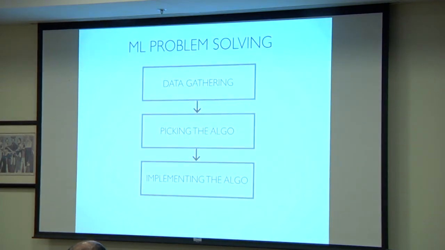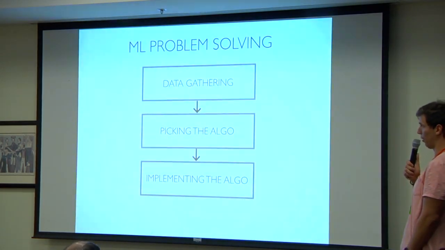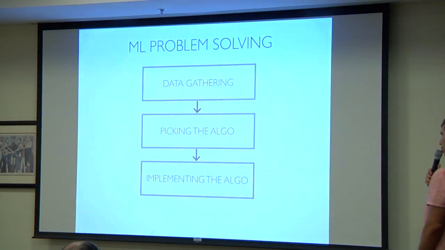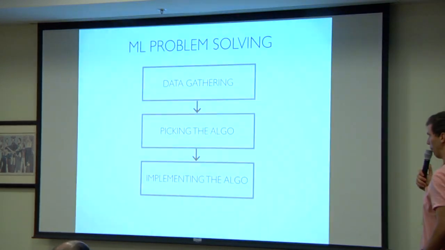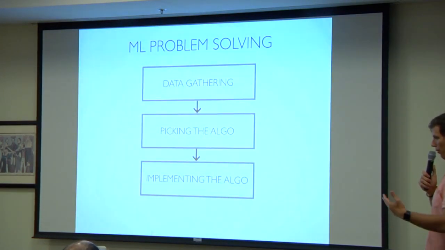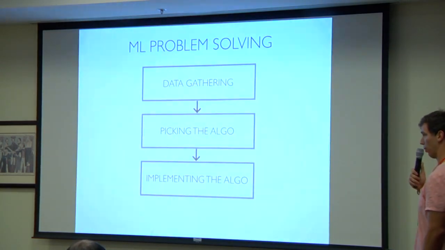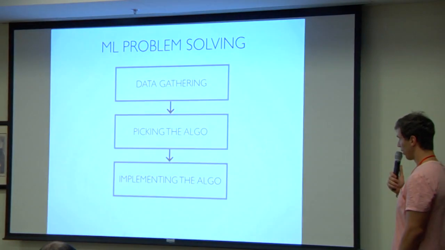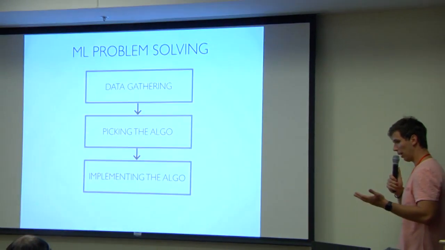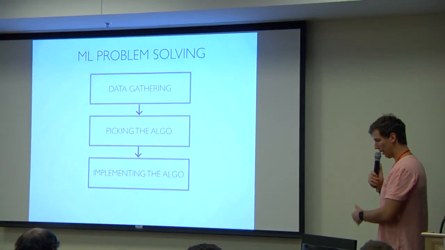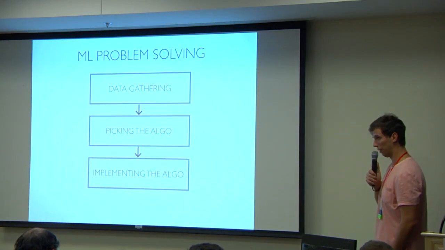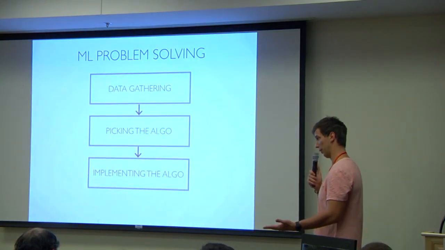So now that we know this, I inserted this slide a few days ago because I realized it's a good thing to know. Whenever you're trying to solve a machine learning problem, there's a few steps that you have to take, and you can generally bucket them in three big buckets. The first one is data gathering, and you have to gather data from all the sources that you can. That's, for example, your database, your logs, CSV files. Then you have to pick the algorithm. Well, first you have to clean the data and see how it looks once you have it, and then you have to pick the algorithm, and then you have to implement the algorithm.